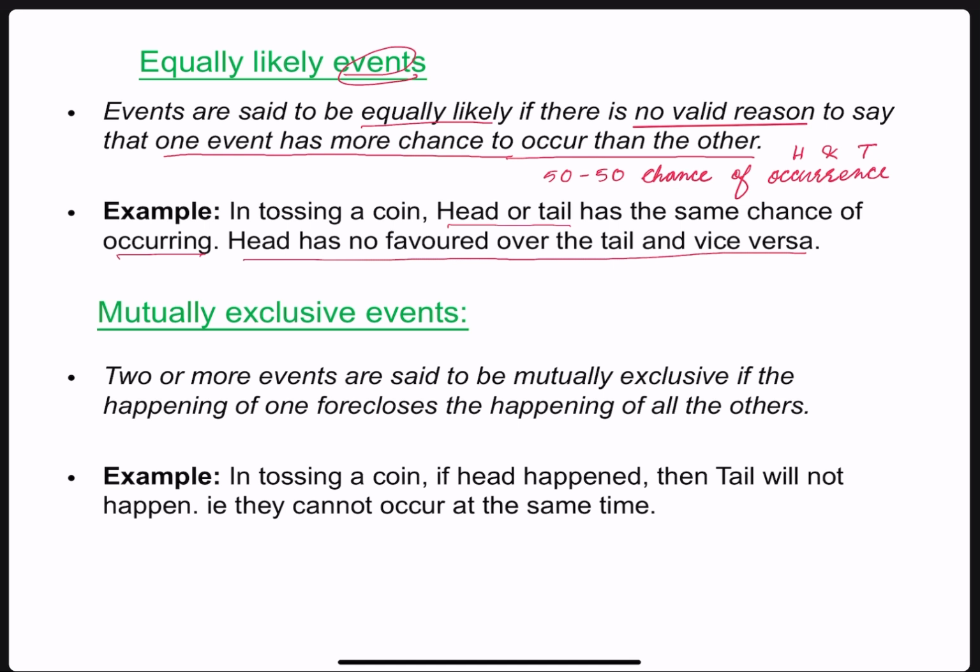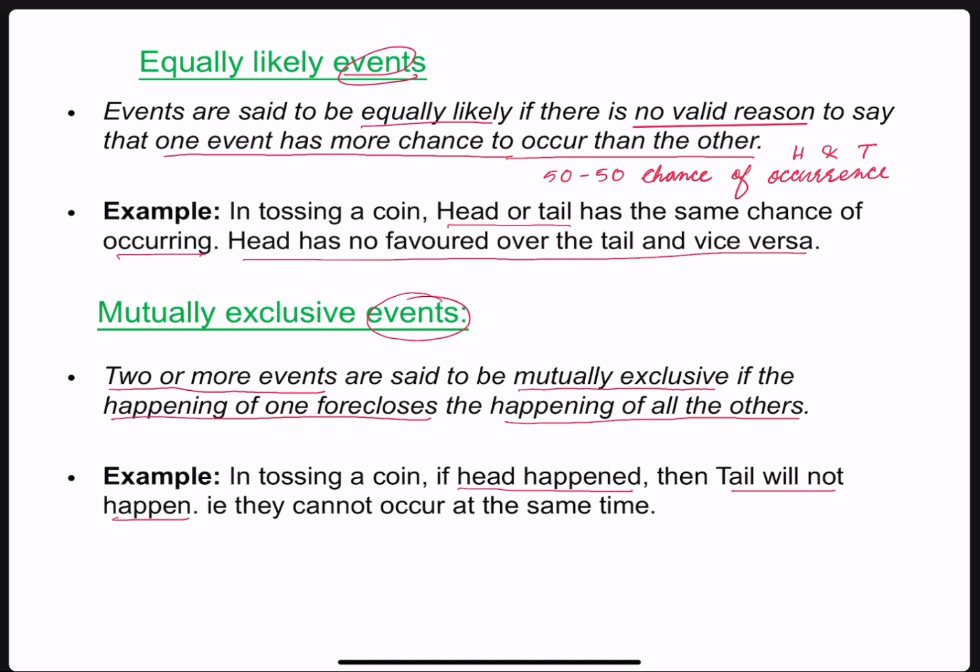Next, mutually exclusive events. So what is this? This is also an event. Now these events can be two or more events. Two or more events can be mutually exclusive if the happening of one forecloses the happening of all the others. In tossing a coin, if head happened, then tail will not happen, so they cannot occur at the same time. When you toss a coin once, head and tail cannot happen together. So this implies that when head has occurred, it forecloses the happening of the tail. So this kind of event is called a mutually exclusive event.